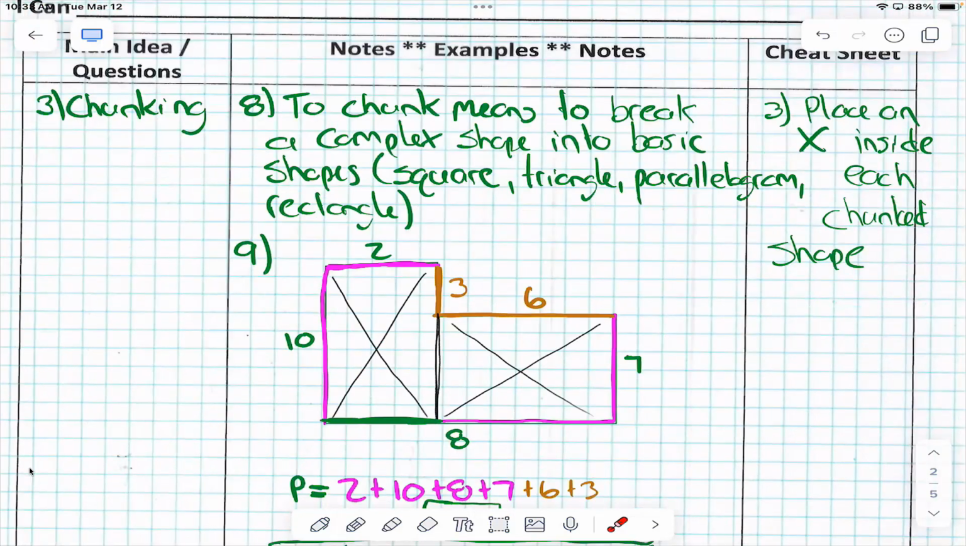Chunk. Everyone, we're going to read number 8 together, which means everyone's going to read it at the exact same time on the count of 3. 1, 2, 3. To chunk means to break a complex shape into basic shapes. Perfect. You don't need to read these, but these are our basic shapes that we just talked about.